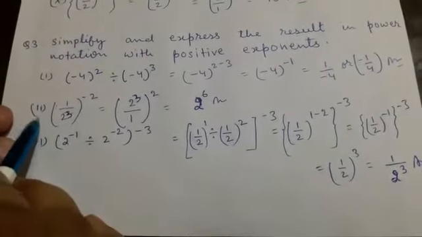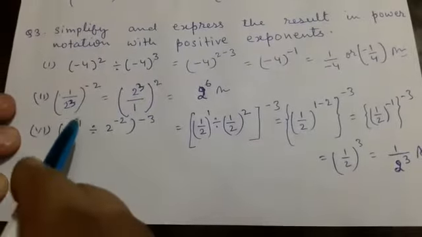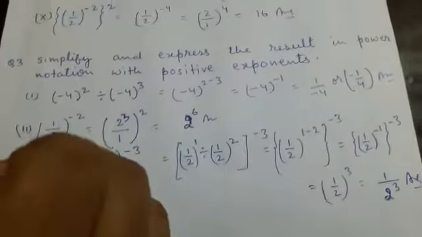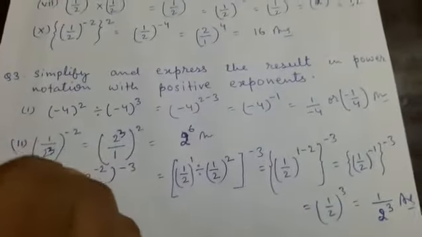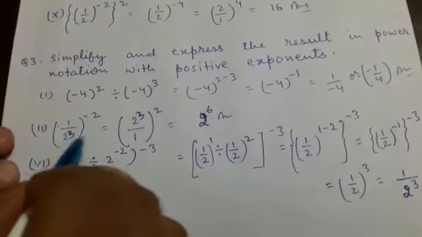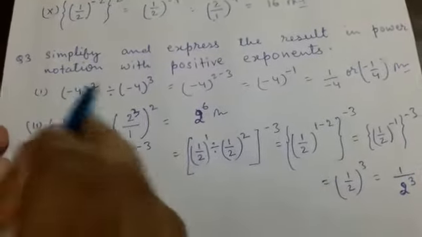Now second part is (1 by 2 power 3) power -2, which is equal to, this power is in negative form, so what do we have to do? We will reciprocal them.